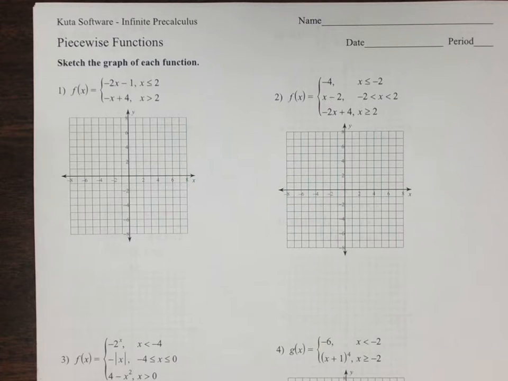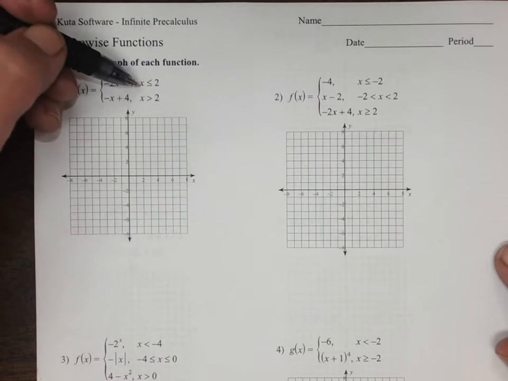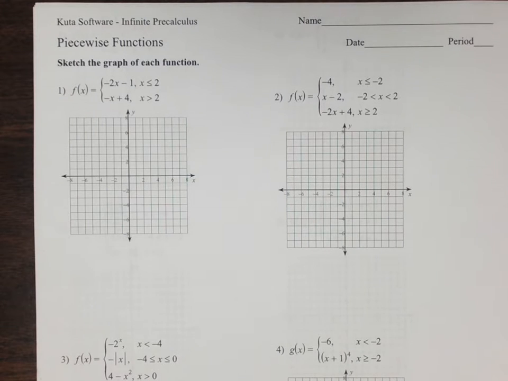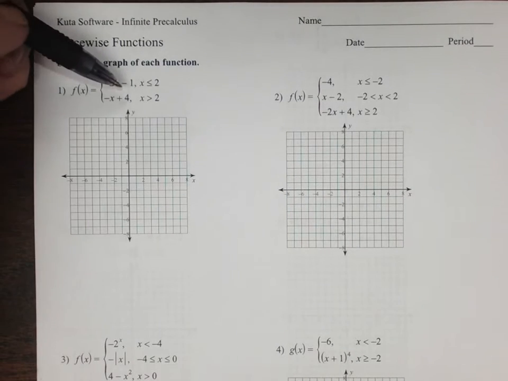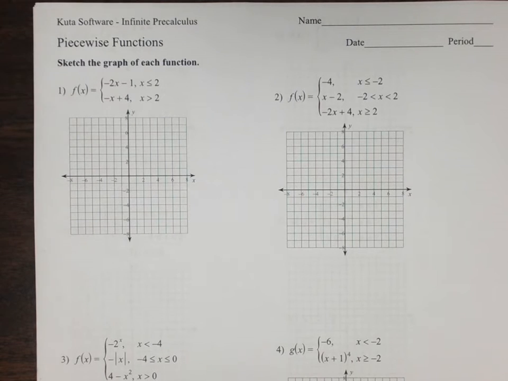Okay, so I'd like to go ahead and go over a few examples of our homework for this lesson. If you notice here, we've got our piecewise functions and we want to graph them. It tells me that when x is less than or equal to 2, I need to graph this function, negative 2x minus 1.